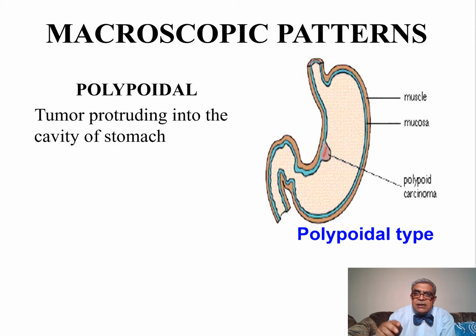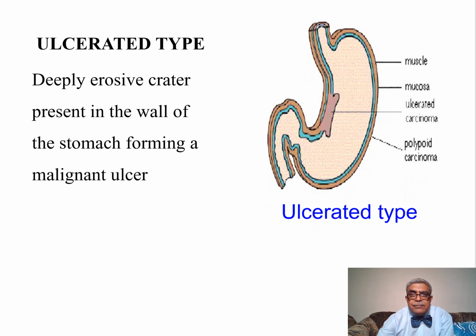It can present as a polypoidal mass, that is, the tumor is coming out into the cavity of the stomach or projecting into the cavity of the stomach, or ulcerated type, in which the tumor is presenting as an ulcer. Very simple. The tumor is presenting as an ulcer present in the wall of the stomach, and there is a formation of malignant ulcer, and this malignant ulcer has heaped up margin, whereas in peptic ulcer disease the margins were not heaped up.